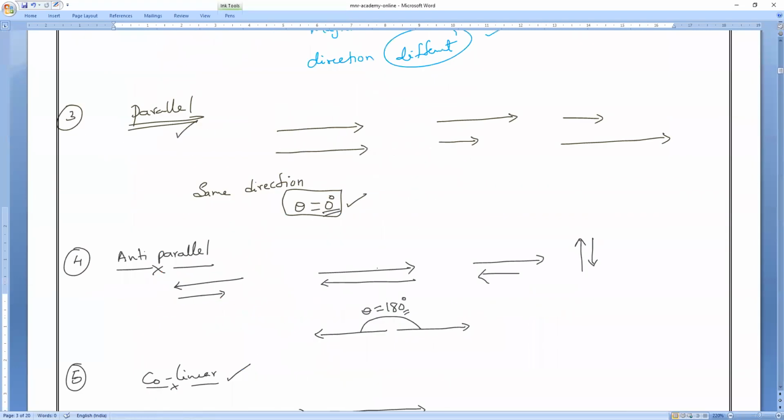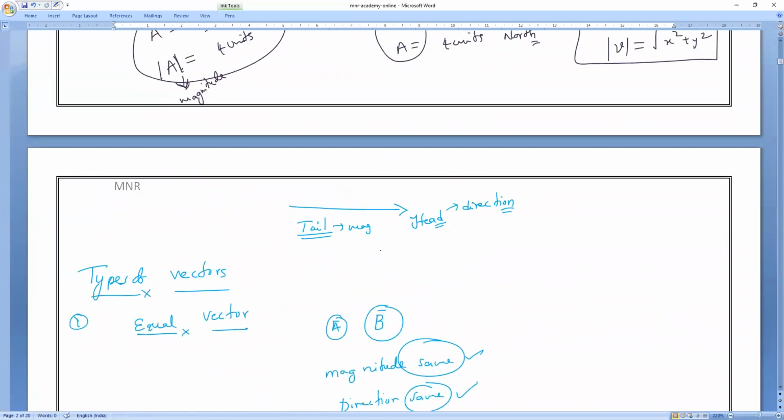These are all the types of vectors. Of course, we are going to solve many problems on these in the coming classes also. So this is what it is about: the types of vectors.